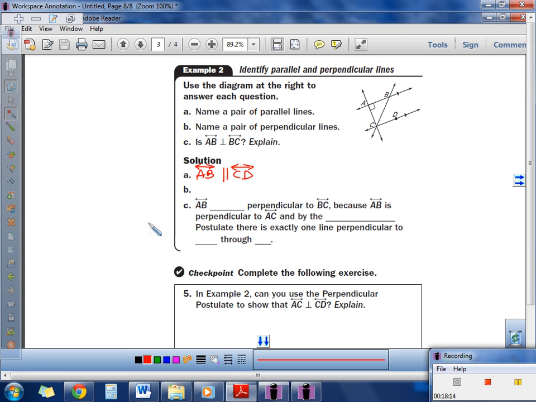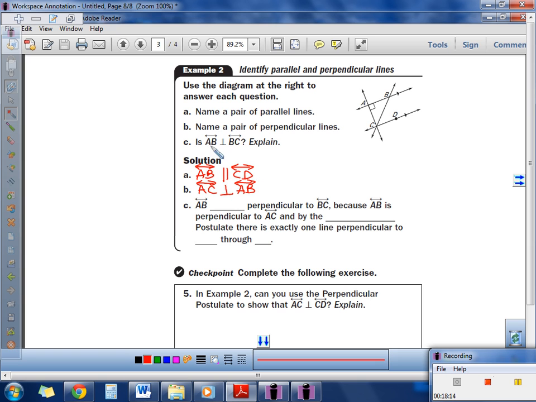The next one, name a pair of perpendicular lines. AB and AC. Good job. AC is perpendicular to AB. That's a good answer right there. Good notation. Make sure to match that notation. Make sure to use capital letters as well, because that's what they use in the picture. Yours need to match.